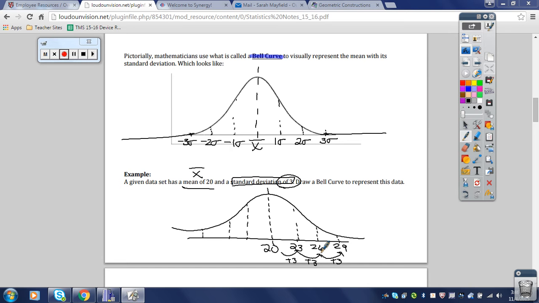So now let's go in the opposite direction. When I go to the left, I subtract one of my standard deviations. So subtract 3, you get 17. Subtract another 3, you get 14. Subtract another 3, you get 11.